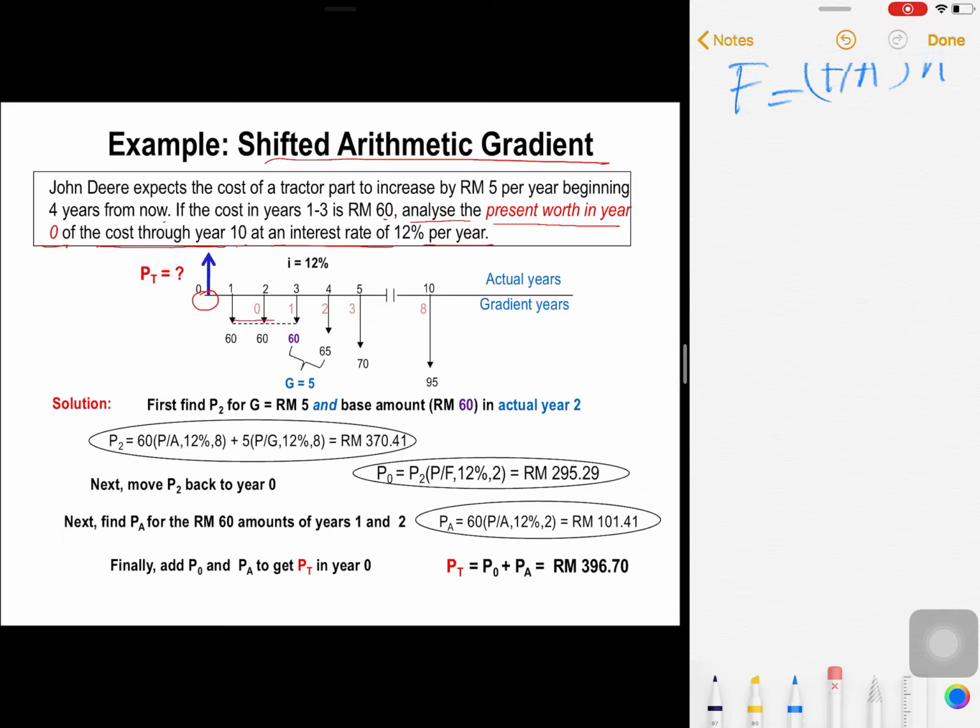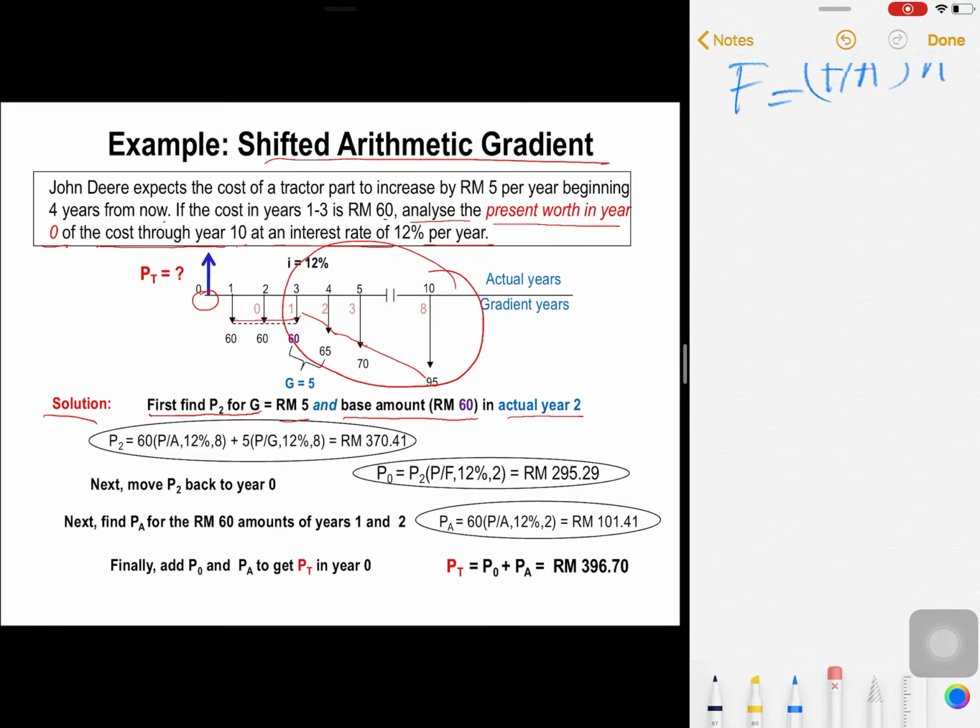What it says here in the cash flow diagram is that he pays 60 ringgit from year 1 to year 3, and then the cost increases from year 3 to year 10 by 5 ringgit every year. This is the gradient. Solution: first, find P2 for G, which is 5 ringgit, and base amount 60 ringgit in actual year 2.